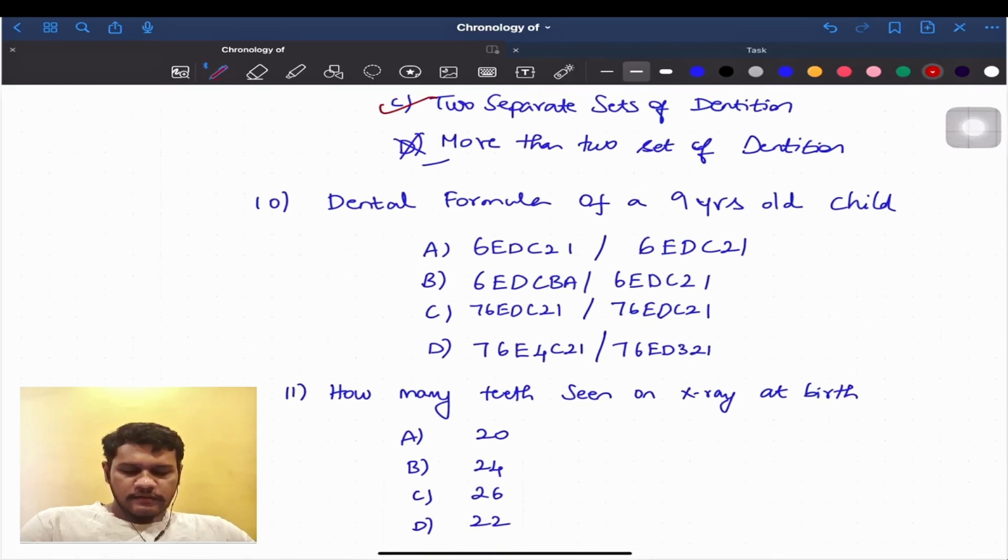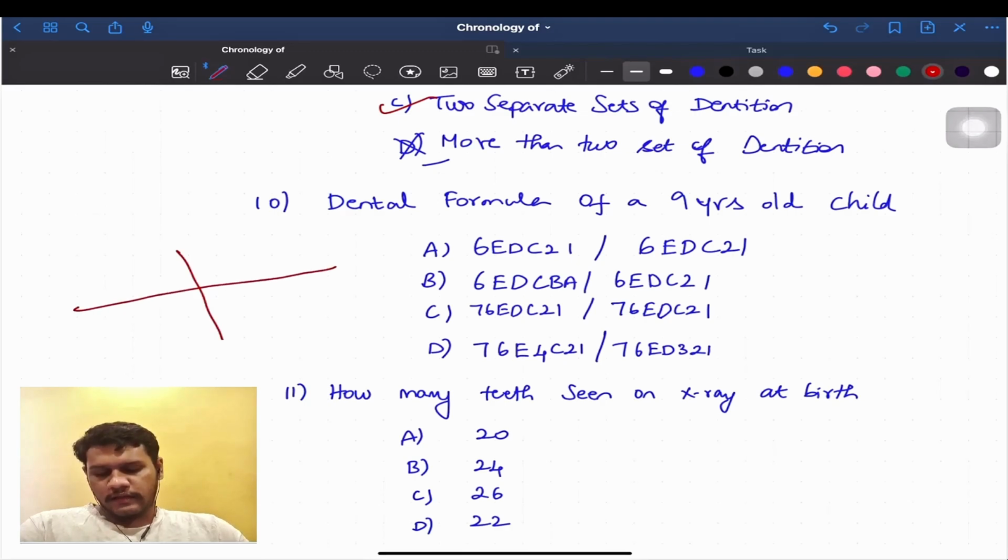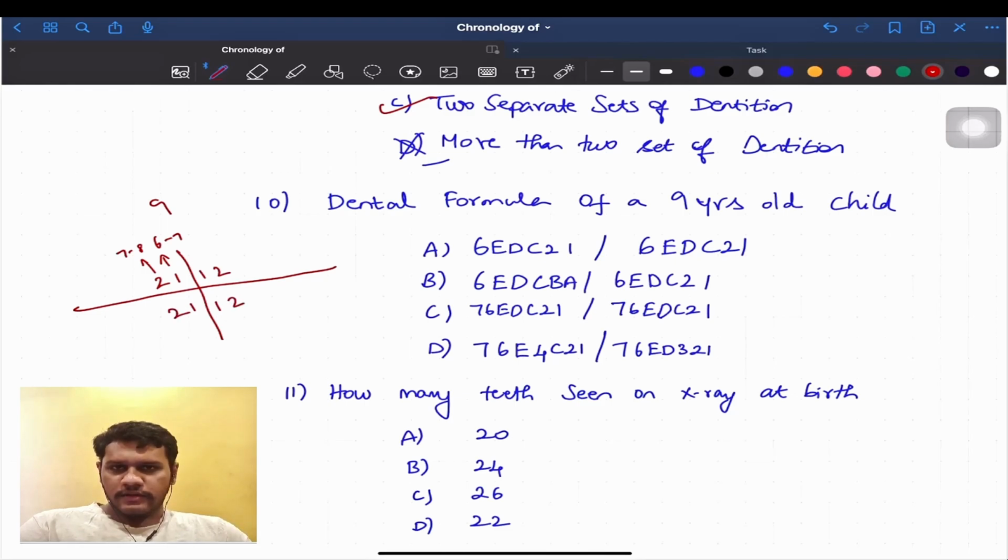Let's see the dental formula of a 9-year-old child. They are asking the dental formula. This is a tricky question. If you take the quadrants, they are asking the age, 9. So you should know the permanent tooth eruption sequence. For example, the central incisor, tooth 1, comes at the age of 6 to 7, and tooth 2 comes at the age of 7 to 8. Similarly, the fourth tooth will be present at the age of between 8 and 9.